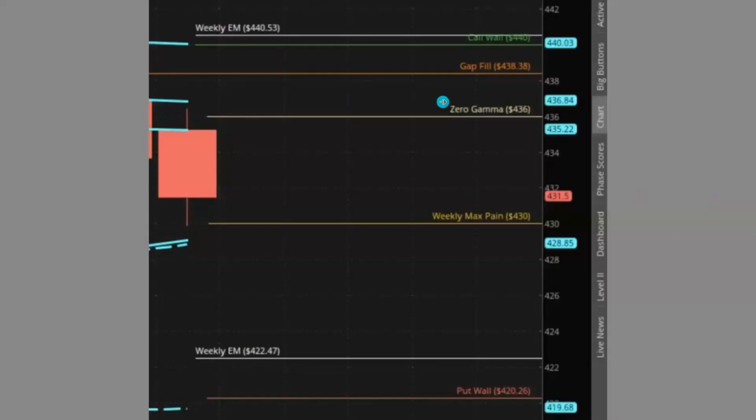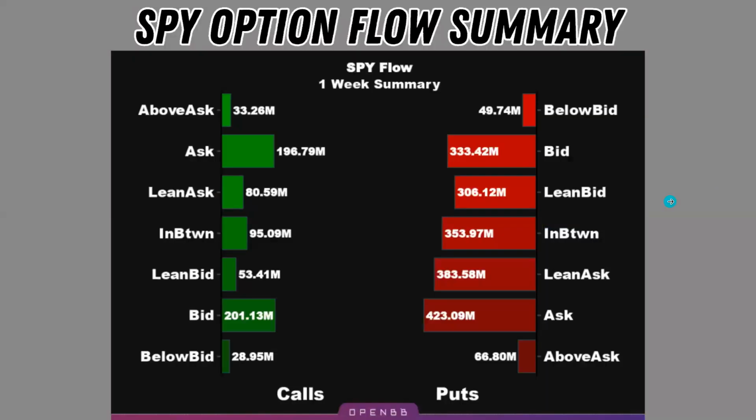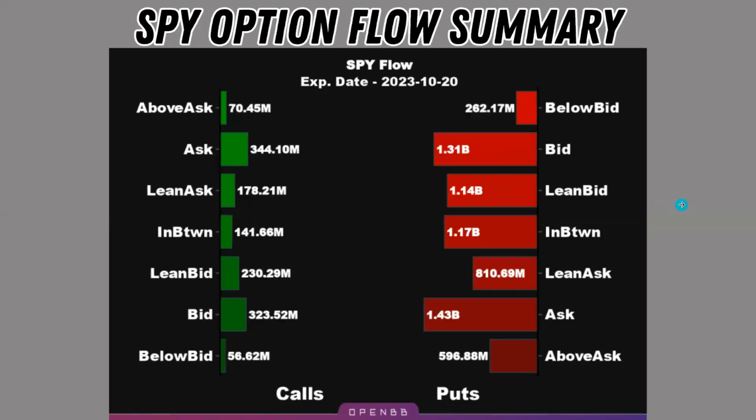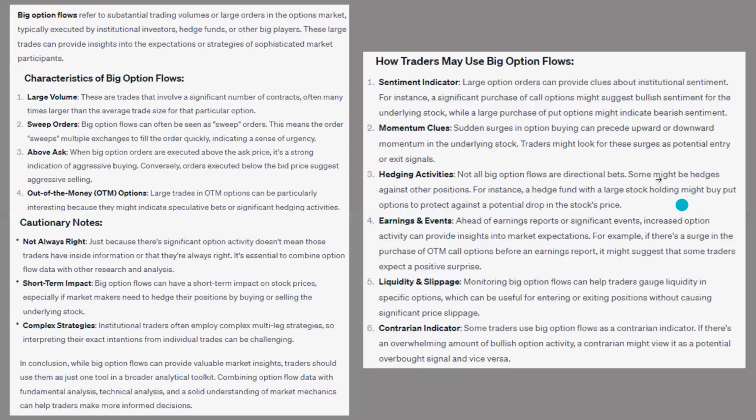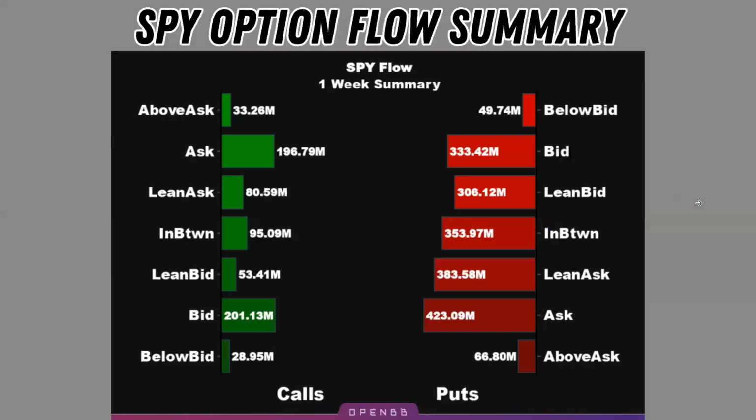And then we're going to use all of the data in today's video to basically give us the key levels for the SPY ETF, which is your S&P 500 ETF. So the things we're going to be getting those levels from is going to be the option flow summary. So we're going to take a look at the option flow summary and some of the big flows. We'll break down why you use those flows.